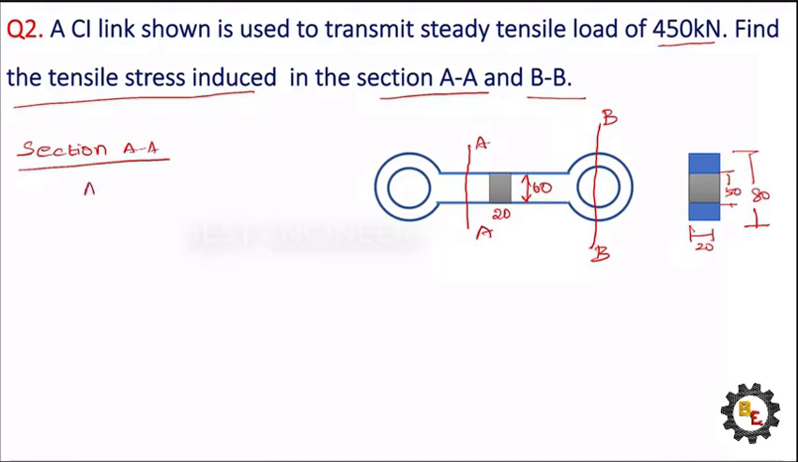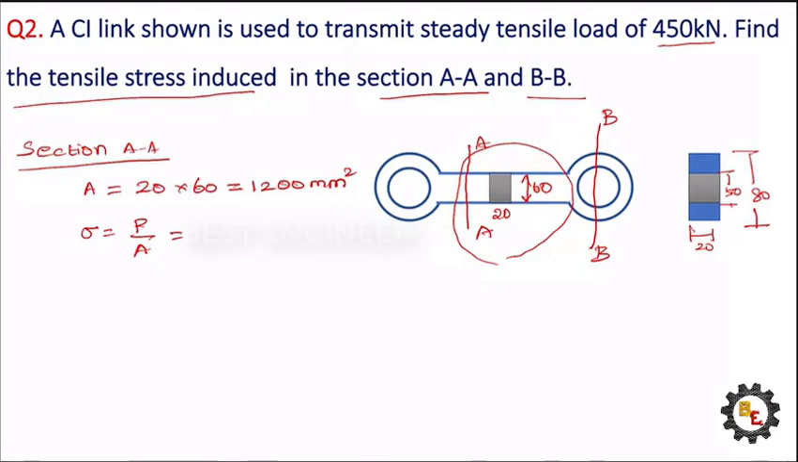Area, this is the section AA, so area equals 20 into 60. So we will get 1200 millimeter square. Stress equals load by area. Now we know the load; we are applying 50 kilonewton. 50 into 10 power 3 divided by 1200. We will get 41.67 Newton per millimeter square. This is the stress induced in section AA.